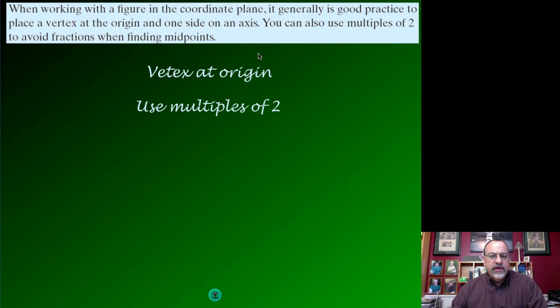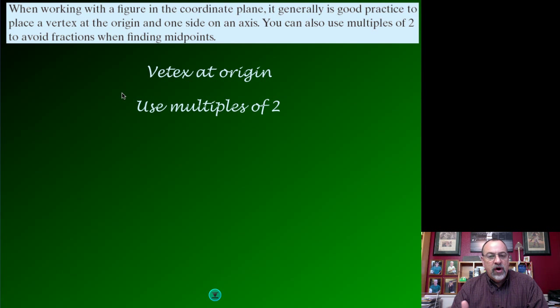Now, when you're working with a figure in the coordinate plane, it is generally good practice to place a vertex at the origin and then one of the sides along the x-axis. Then when we name the coordinates of the vertices, we want to use multiples of 2. The reason is that in our midpoint formula, we have to divide by 2: x1 plus x2 divided by 2. If we're using multiples of 2, we're always going to get a nice even number.